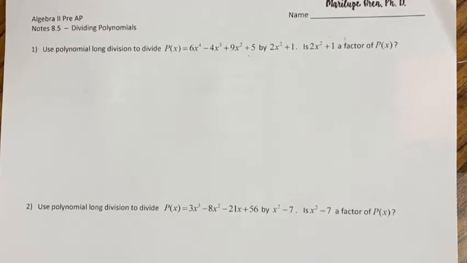Okay, so we need to use polynomial long division to divide p of x is equal to 6x^4 minus 4x^3 plus 9x^2 plus 5, and we need to divide that by 2x^2 plus 1. And they ask you, is 2x^2 plus 1 a factor of p(x)?